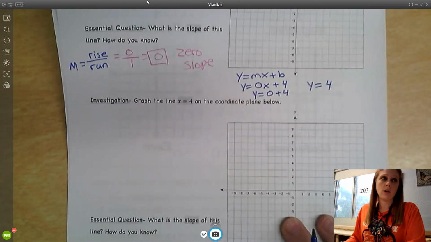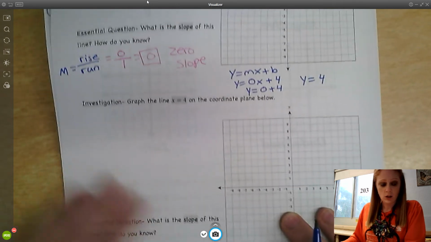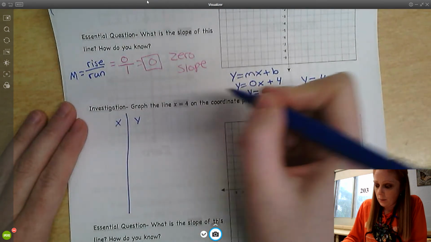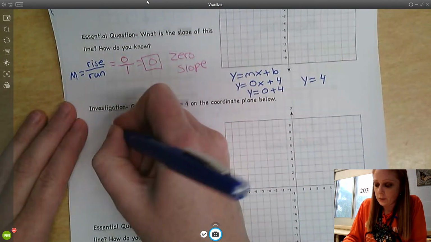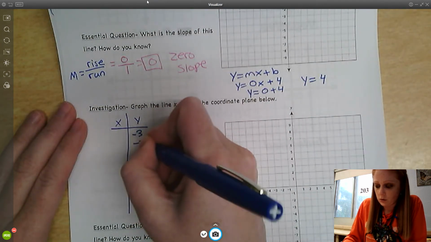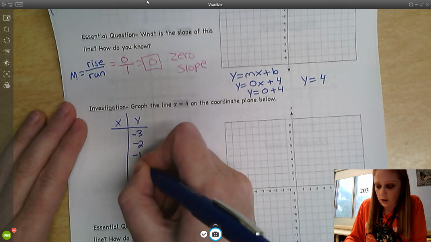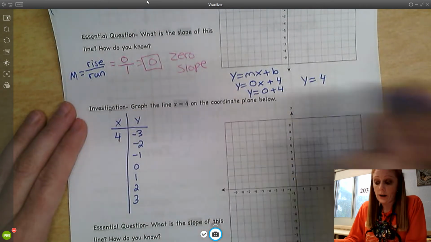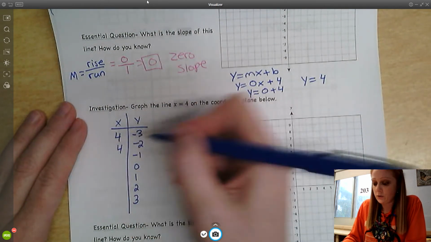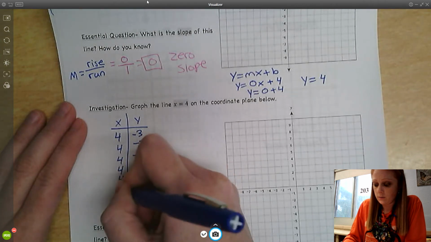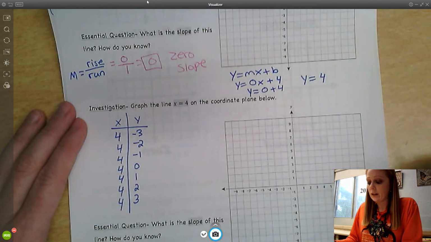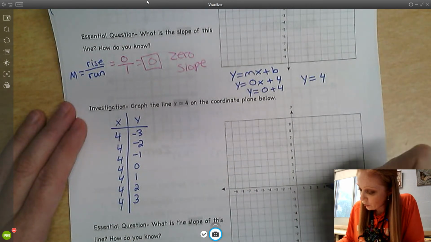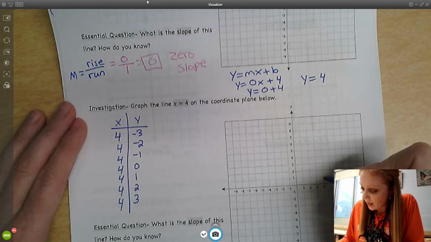x equals 4. Okay, so let's see what that looks like. Again, I'm going to do a table. The x coordinate is always going to be 4. And let's pick some similar values for our y. So the x is 4, and y could be -3. When the x is 4, the y can be anything. It doesn't really matter. We just picked points that are close by.